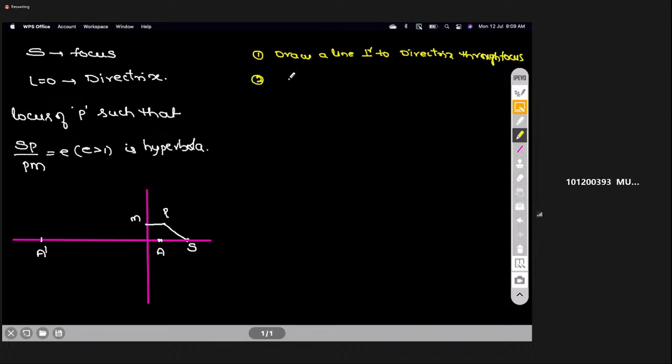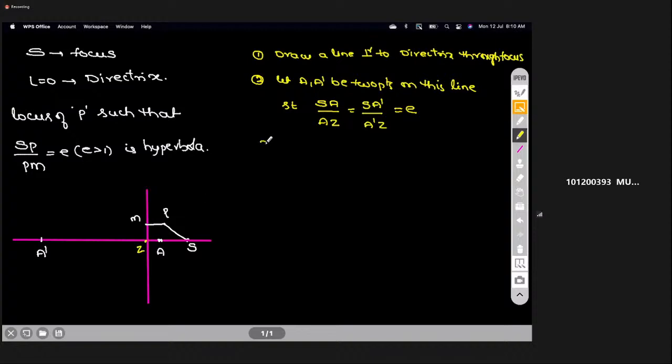Second one is, assume this point is Z. Second point is, let A, A prime be 2 points on this line such that SA by AZ is equal to SA prime by A prime Z is equal to E. Means what I am assuming by default, A and A prime are the points on the given hyperbola, whatever the hyperbola we are going to get.